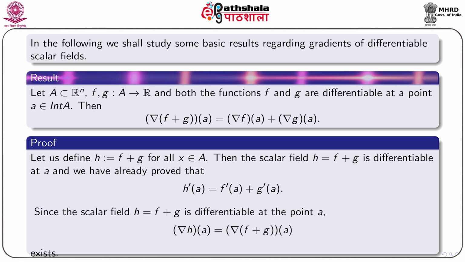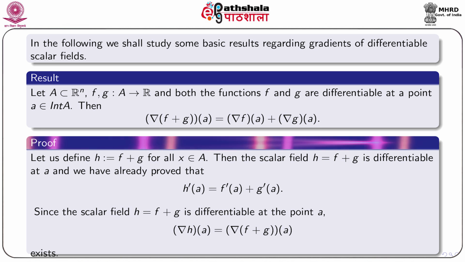Let A be a subset of R^n and f, g are two scalar fields defined on the set A such that both are differentiable at the point a, which is an interior point of the set A. Then the gradient of the function f plus g at the point a equals the gradient of f at the point a plus the gradient of g at the point a. Let us give the proof.